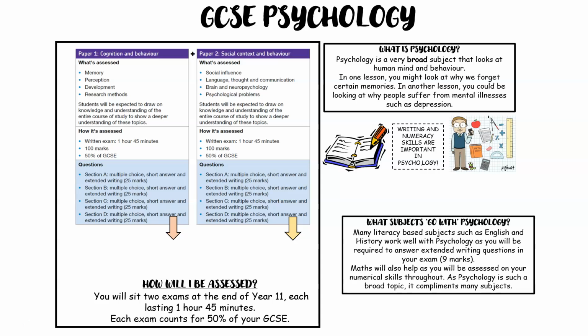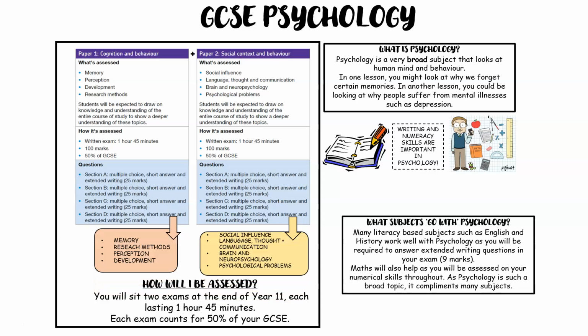So you can see on the left hand side of the screen that there are the 2 papers that you will sit. So if you want to know how you're going to be assessed, it's an exam based course. You will sit 2 exams at the end of year 11, and each exam counts for 50% of your GCSE. Each of the exams will cover the topics we've spoken about here. So for example, in paper 1 you have memory, research methods, perception and development. In paper 2 you have social influence, language, thought and communication, brain and neuropsychology and psychological problems. They are really interesting topics, they're new to you and they are fascinating to study.